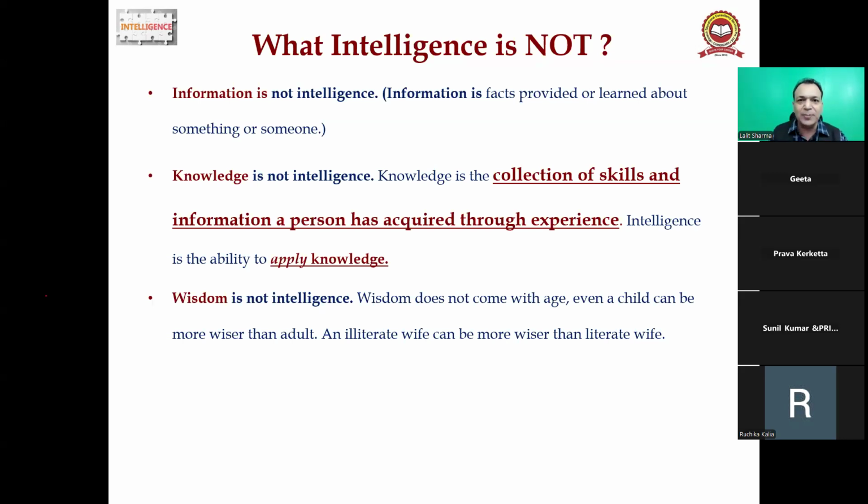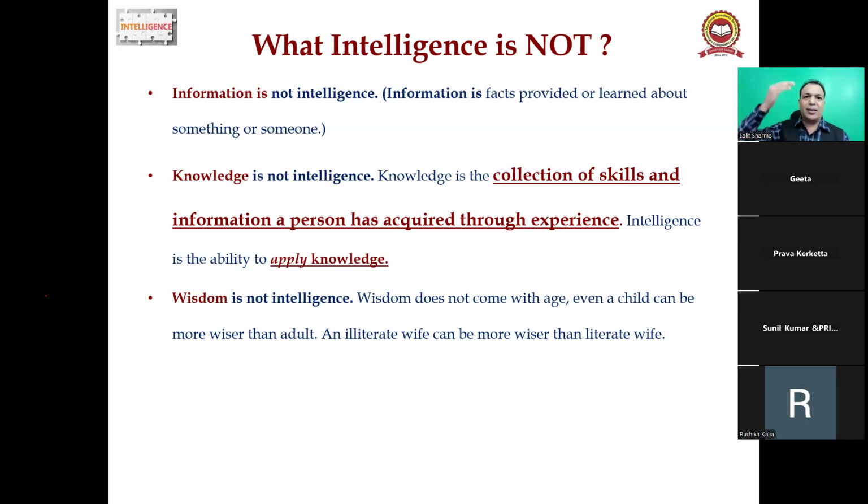Okay. Second, knowledge. Knowledge में intelligence नहीं है. If you claim that you have a lot of knowledge, knowledge of many books, philosophy, psychology, theology, English, still it is not intelligence. Knowledge is a collection of skills and information a person has acquired through experience. Through experience, you have learned it. Intelligence is the ability to apply knowledge. If you know how the knowledge can be applied and transferred, this is intelligence.